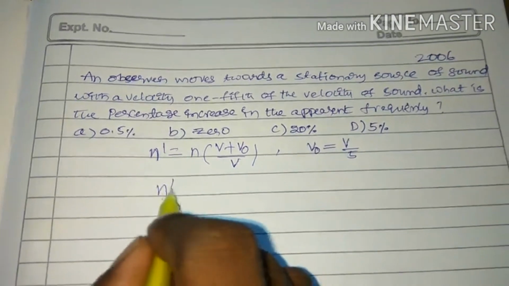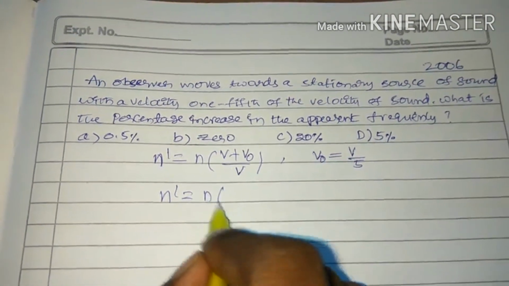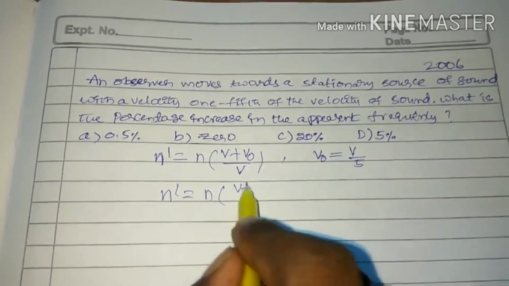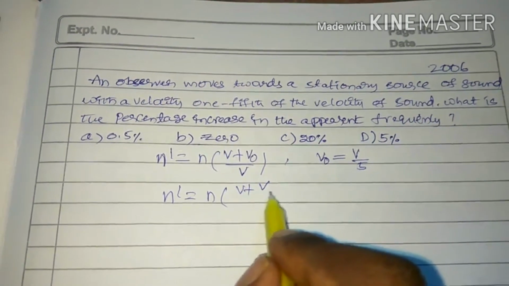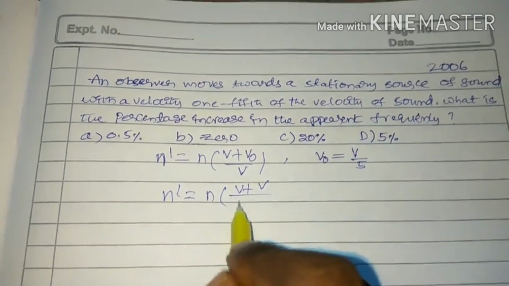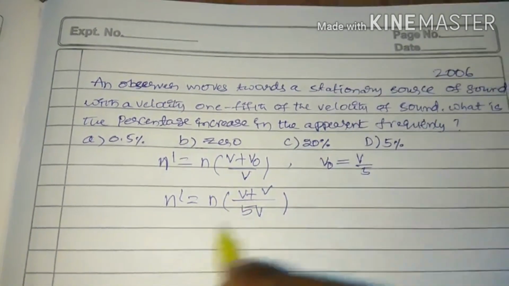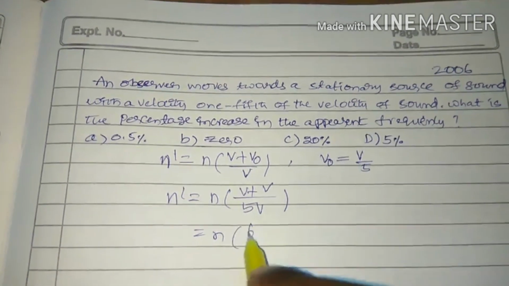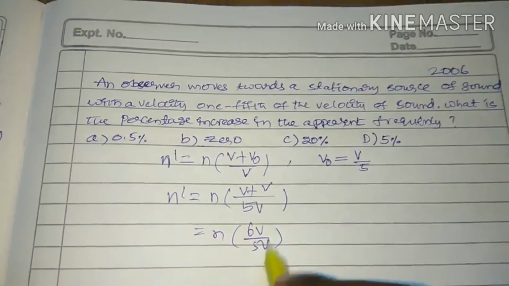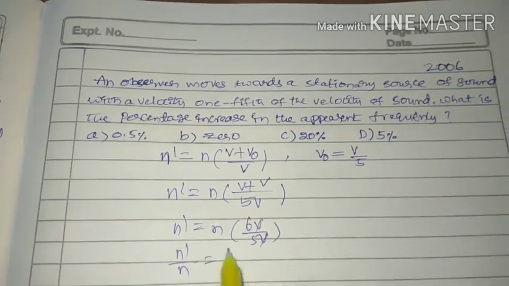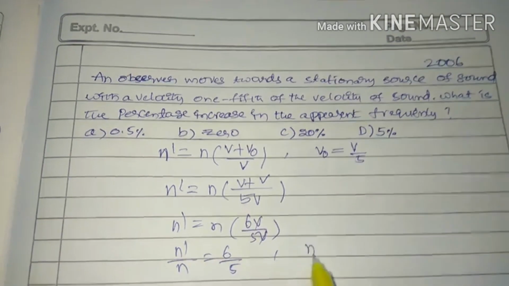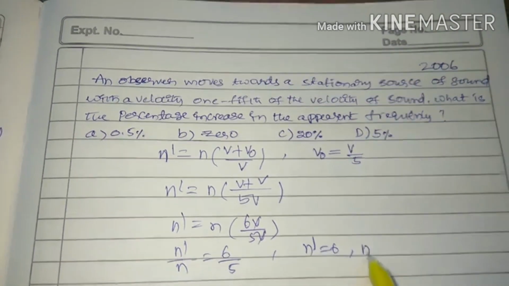Then n dash is equal to n into (V plus V by 5) by V, that is n into 6V by 5V. So n dash by n is equal to 6 by 5, so n dash is 6 and n is 5.